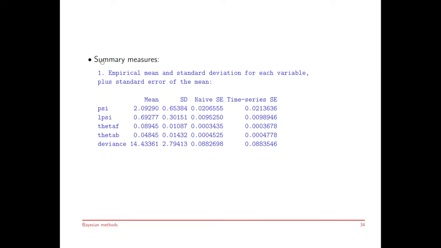We can also get posterior summary measures. For instance, this here is the posterior mean of the odds ratio with its posterior standard deviation, indicating the uncertainty, and then with some correlation or Monte Carlo estimates of our estimated posterior summary measure. This is for the log of the odds ratio and so on.